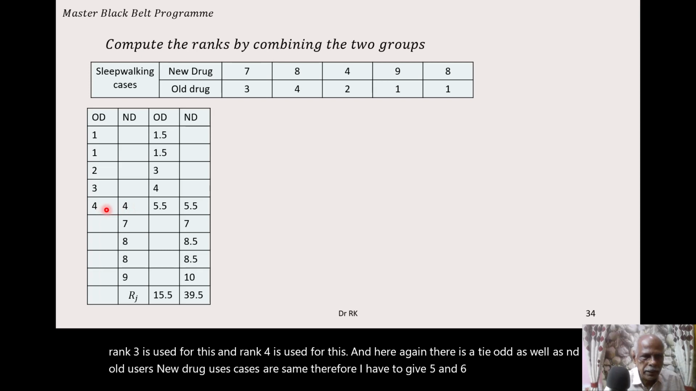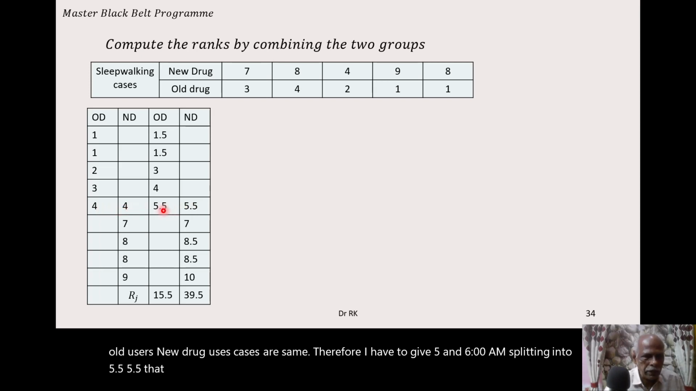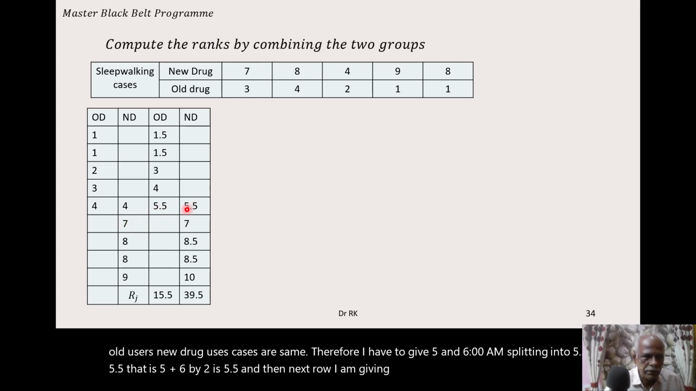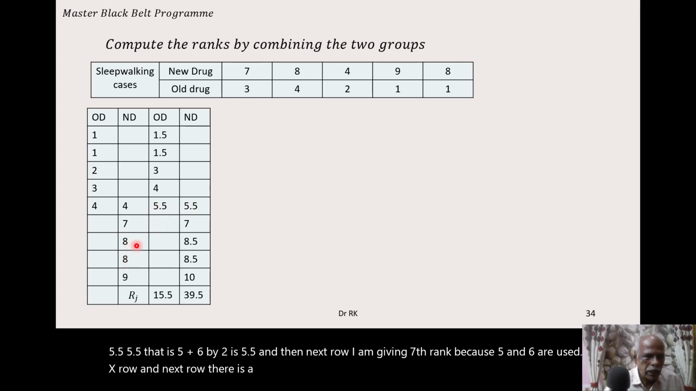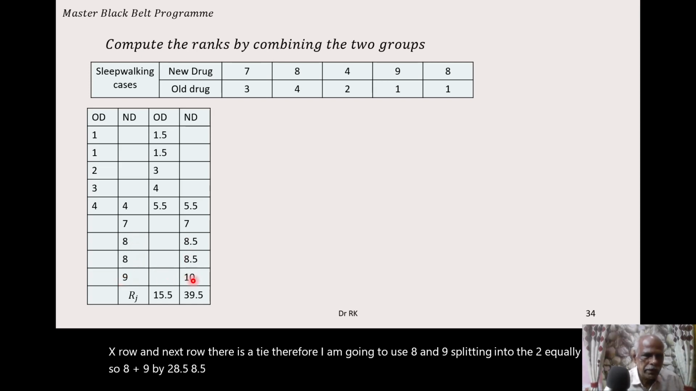I am splitting into 5.5, 5.5. That is 5 plus 6 by 2 is 5.5. And then the next row I am giving 7th rank because 5 and 6 are used. Next row and next row there is a tie. Therefore I am going to use 8 and 9, splitting into the 2 equally. So 8 plus 9 by 2, 8.5, 8.5. And the last one I am giving the rank 10.